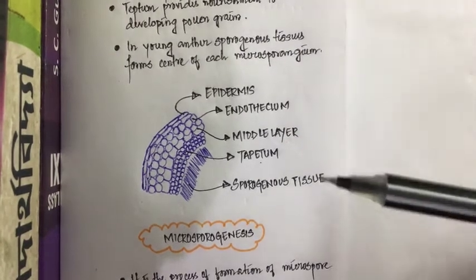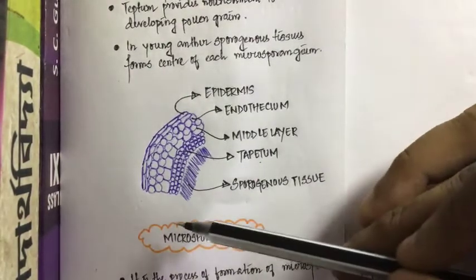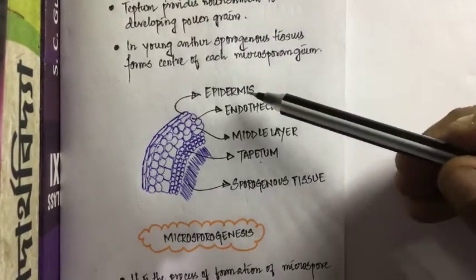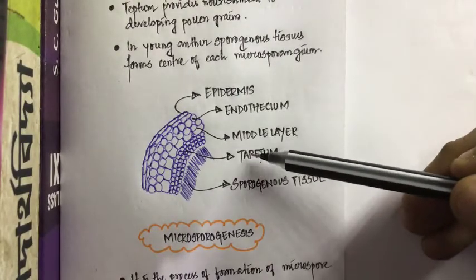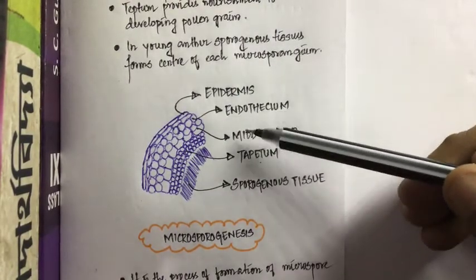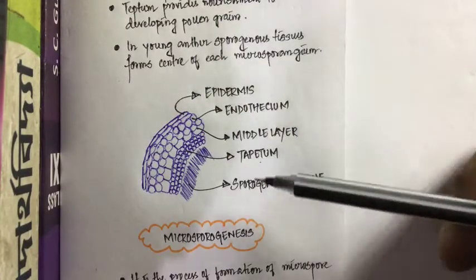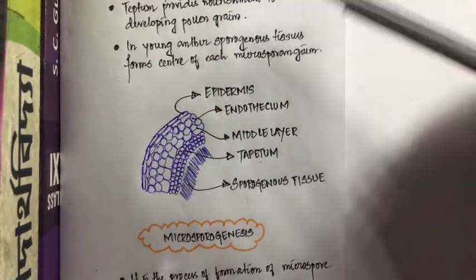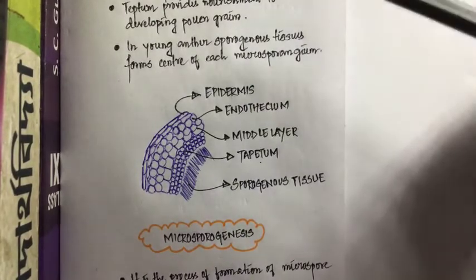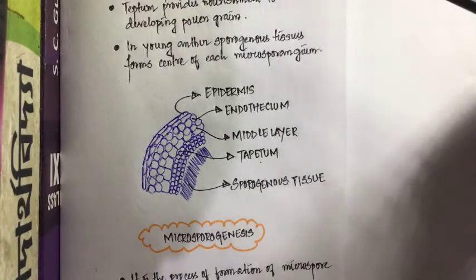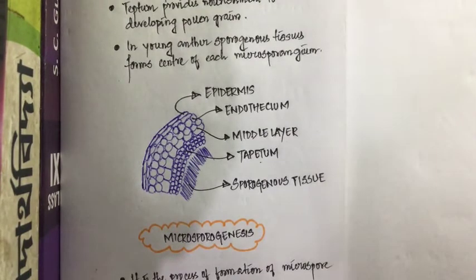Let us revise it once again. If we see a microsporangium, how many layers will it have? 4 layers. What are the 4 layers? Epidermis, endothecium, middle layer, tapetum. Epidermis, endothecium, and middle layer serve as protecting layers, whereas tapetum gives nourishment. Nourishment to whom? To the developing pollen grains. Where are these pollen grains developed from? The sporogenous tissue develops the pollen grains. Clear? It's a very simple thing, not rocket science to understand.